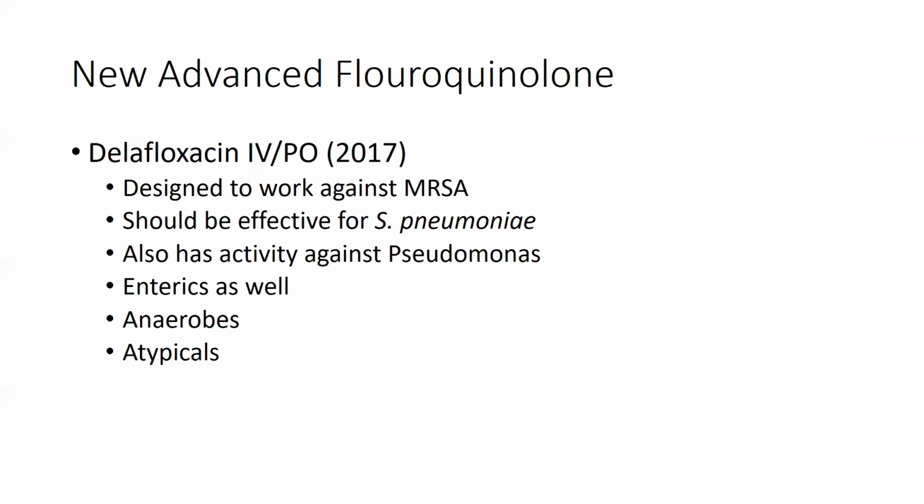Just like with tetracyclines, there have been some developments in the fluoroquinolone class. There was a new advanced fluoroquinolone called Delafloxacin that was designed to be potent against MRSA and not have those resistant mutants occur. And it's also effective against strep pneumo and Pseudomonas. So this is the first drug approved in the US that can treat MRSA or Pseudomonas. Retains that good enteric gram-negative activity along with some anaerobes and atypicals. So it pretty much covers everything.